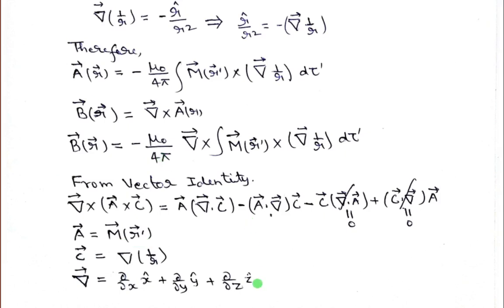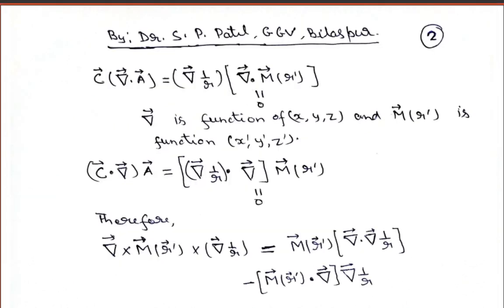So if you go to the next page, yes, I have done it here. That is c dot del dot a. So c is equal to the gradient of 1 upon r, and del is del, and vector a is equal to the capital M vector, which is a function of r prime. Obviously the del operator is a function of x, y, z, and the m vector is a function of x prime, y prime, z prime. So this m function is constant with respect to x, y, z. This del operator will give 0.